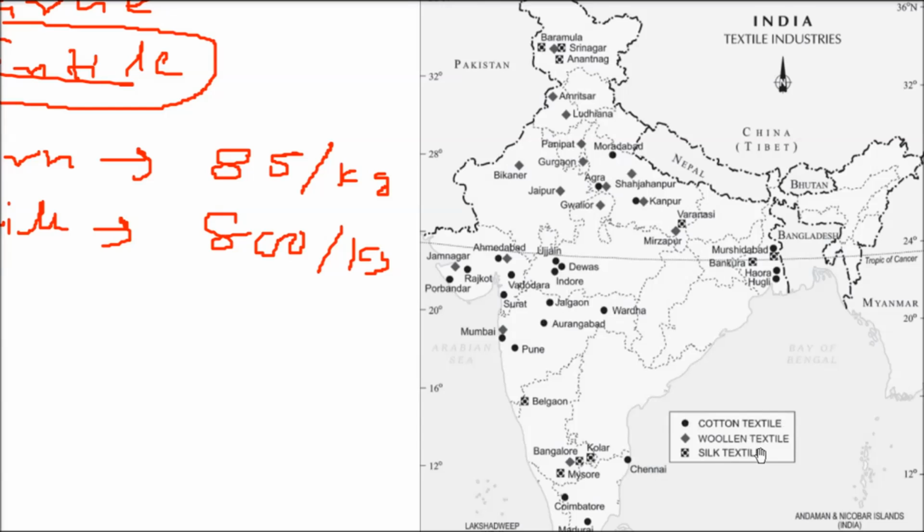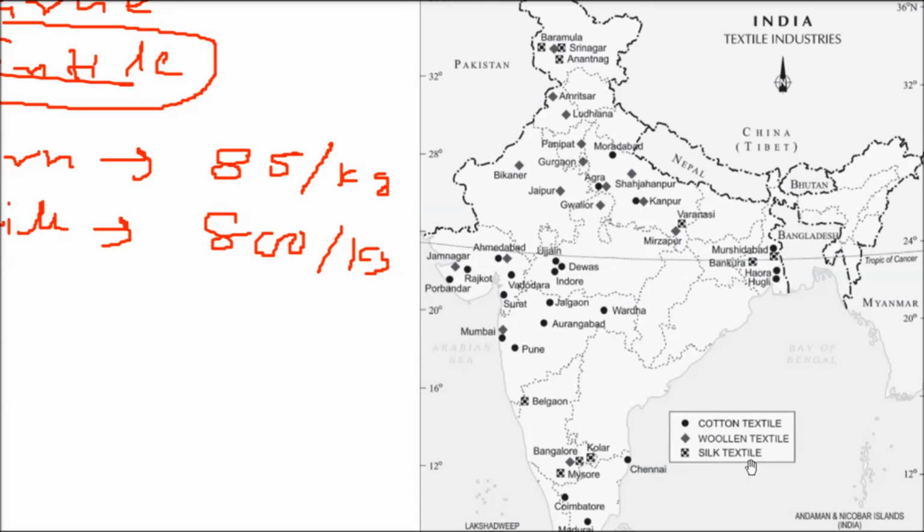Then we have woolen textile. So woolen will always be in these places. Why? Because wool is normally taken from sheep, etc., which live or stay in a cold environment. So this is the place where the cold environment is there. So woolen textile mills are mostly concentrated here, but some places in other regions also have them.